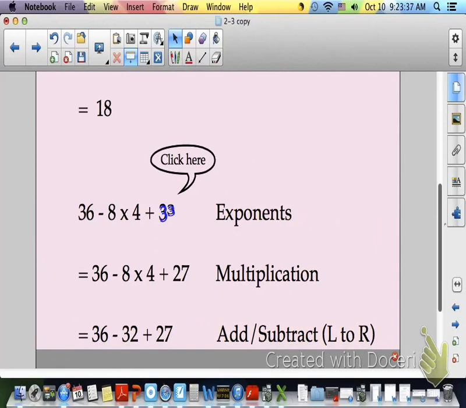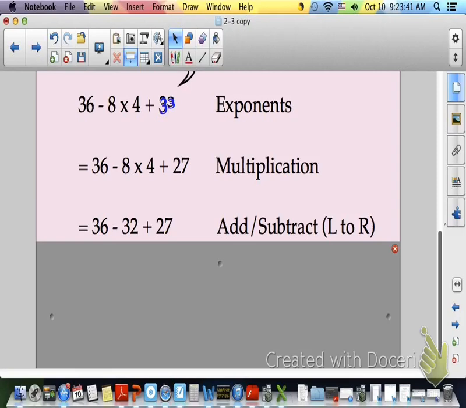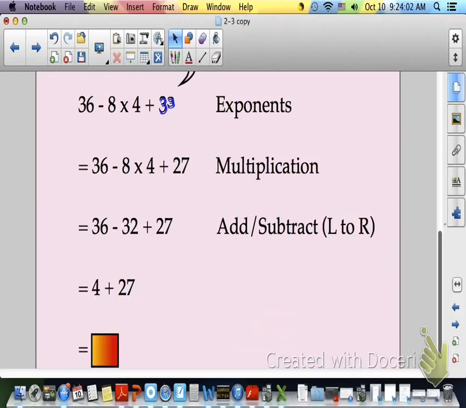Lindsay. We would do 36 minus 32, which would be 4. Do you all understand why we are not doing addition first? Yes. Because between addition and subtraction, you just go from left to right. Same with multiplication and division. So 36 minus 32 is 4. 4 plus 27 is 31. There we go. All right.